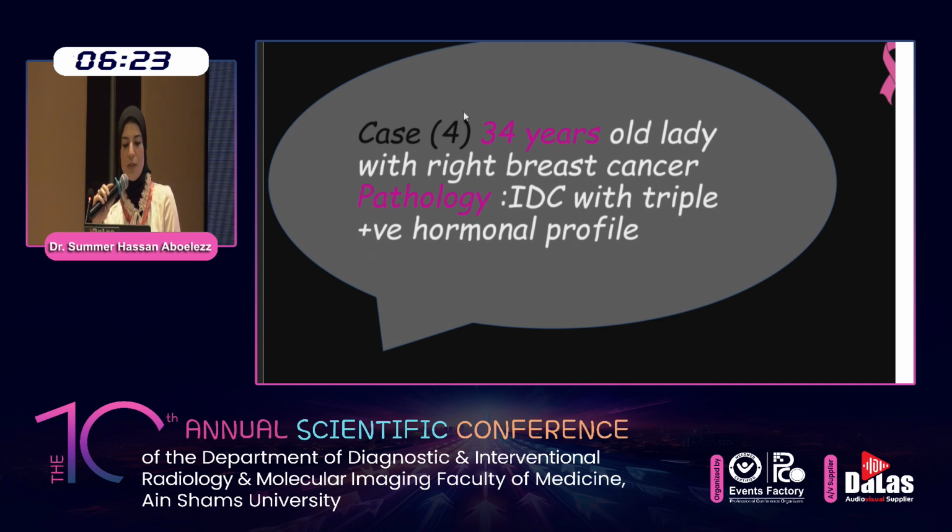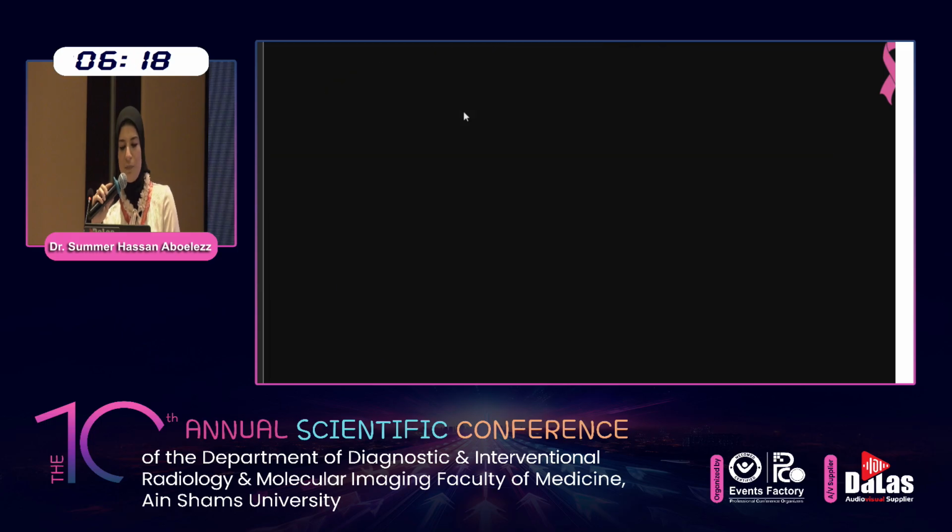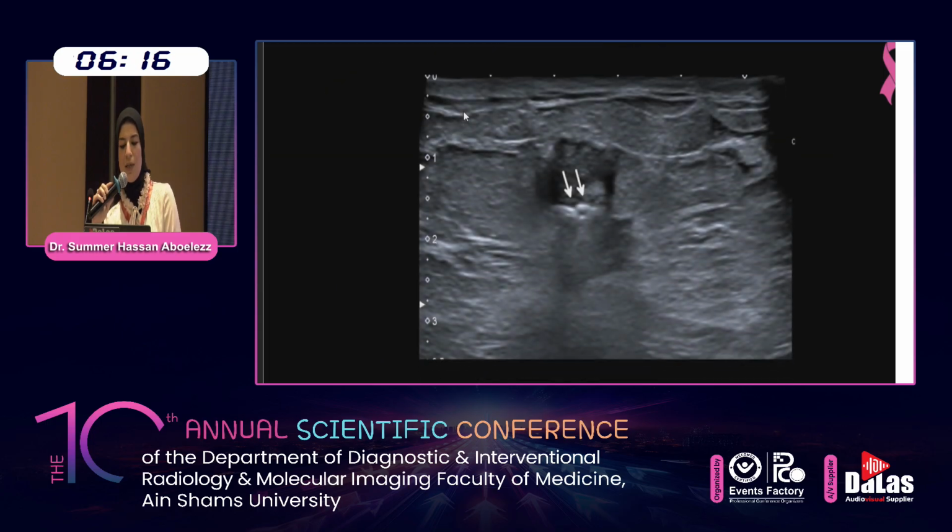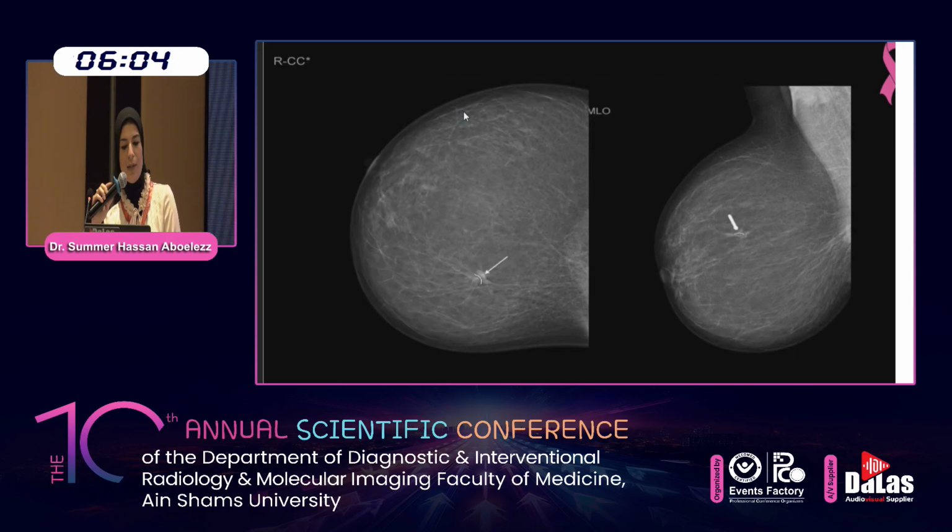Case number 4 was a 34-year-old lady with right breast cancer. The pathology was infiltrating ductal carcinoma with triple positive hormonal profile. An ultrasound-guided tissue marker was inserted in the lesion before the treatment. After finishing her chemotherapy, we couldn't detect either the clip or the lesion by ultrasound, so we did a complementary mammogram revealing the marker in the site.